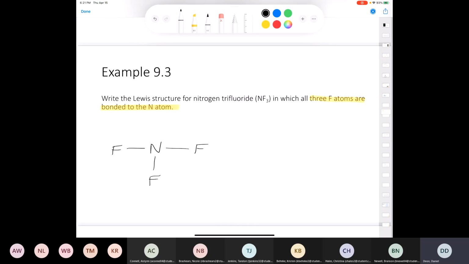But let's figure out how many total valence electrons we have. We got nitrogen trifluoride. Well, nitrogen has 5 valence electrons. Fluorine has 7 valence electrons. There's 3 of those, so that's 21 plus 5 gives me a total of 26 valence electrons in nitrogen trifluoride. So you ready? I want to show you one more rule, and that is a fluorine, and this is a rule you can hang your hat on, okay?